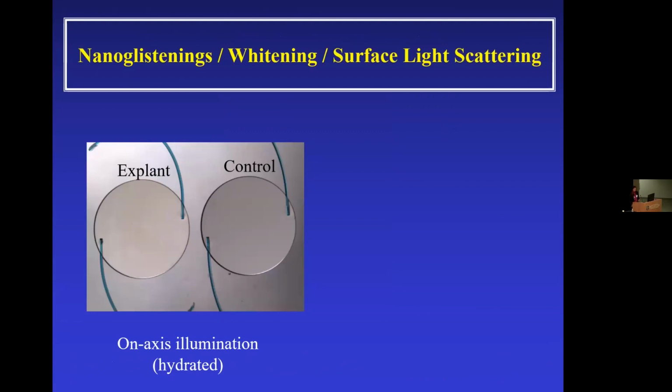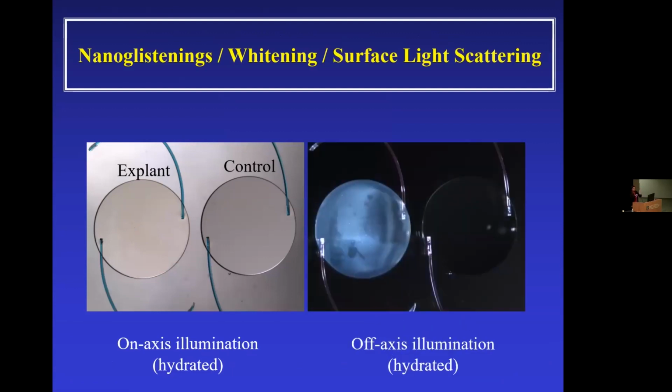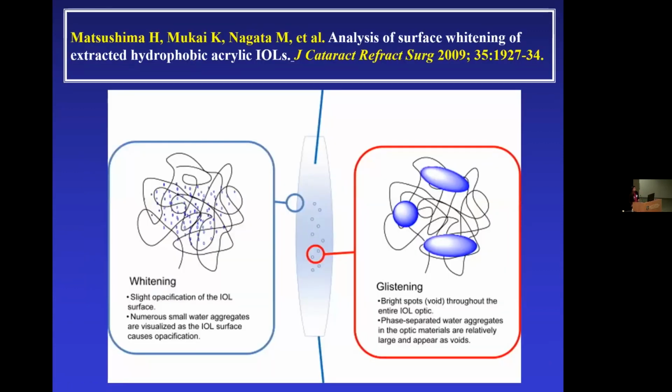In terms of subsurface nanoglistenings, this is interesting because many people do not know about them. Here you have two Acrysoft lenses in the water. The light is coming from above. Now the light is coming from both sides, and this lens looks completely opacified. This is a lens that was explanted from a cadaver eye. Basically, these are water molecules accumulating in the subsurface region of the optic, different from glistenings, which are the microvacuoles within the substance of the lenses, and much larger.